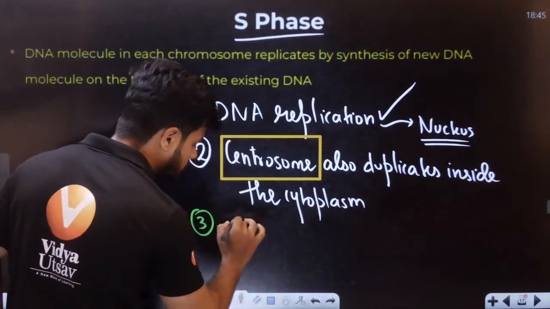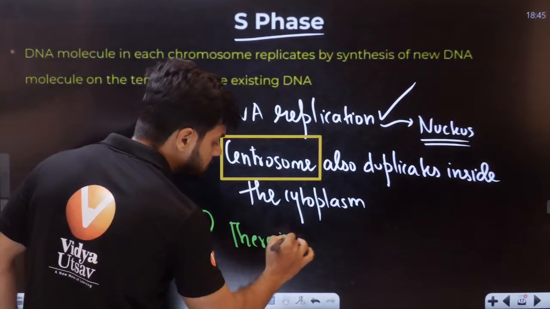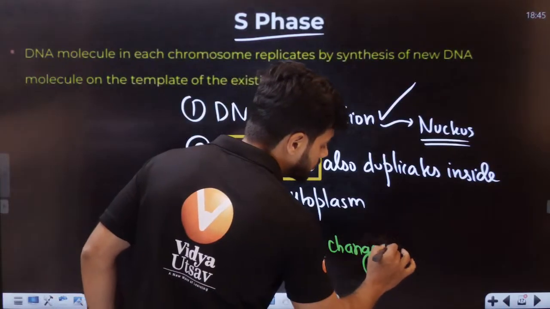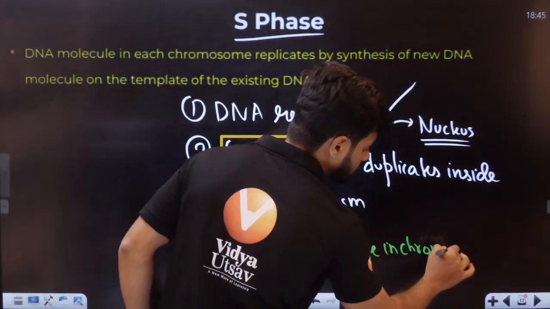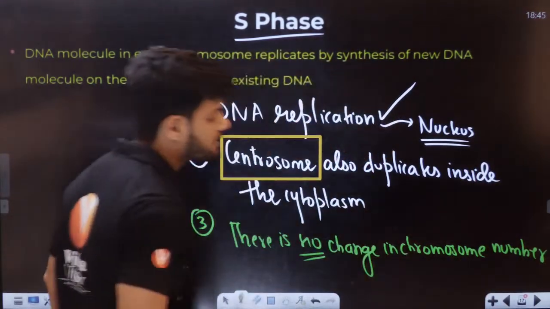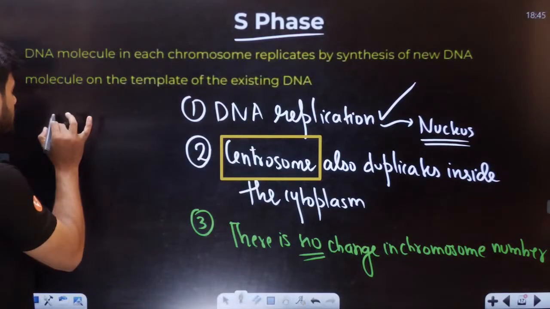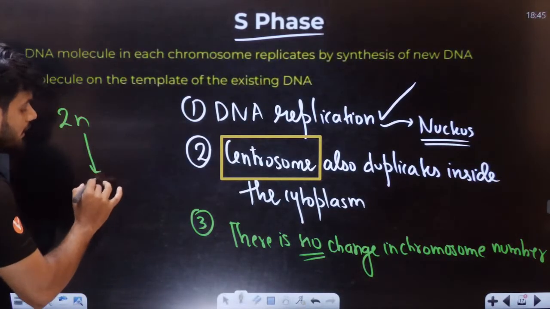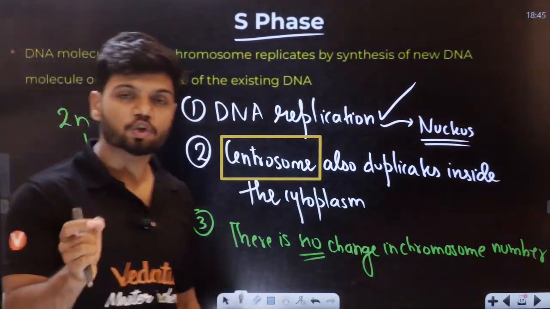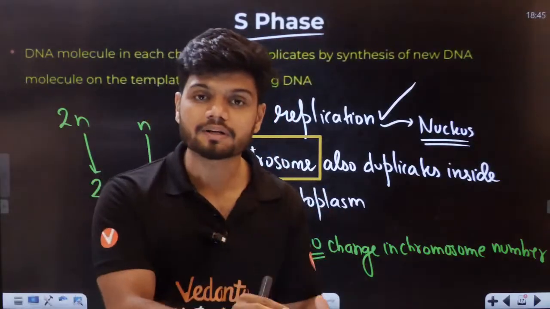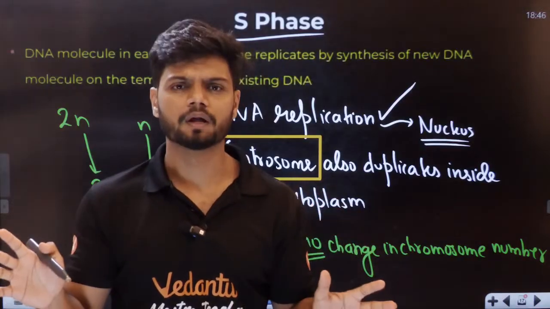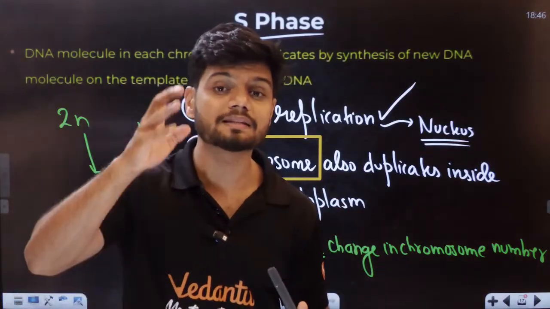There is no change in chromosome number. Chromosome number will always remain the same. If there was a diploid number of chromosomes, it will remain diploid. If it was haploid, it will remain haploid. If there are 46 chromosomes, it will remain as 46 chromosomes. The number of chromosomes will never change.